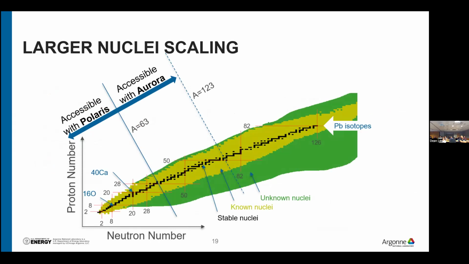If I just take that scaling and look at what I can reach with the computers at Argonne, everything we've done has been on Polaris, and we're around this point on the nuclear chart. If we use the whole machine, we can maybe get up to A equals 63. If we're able to move on to a much larger machine like Aurora, we can potentially get as high as like 123 nucleons. With this, the ab initio system is pretty nice.